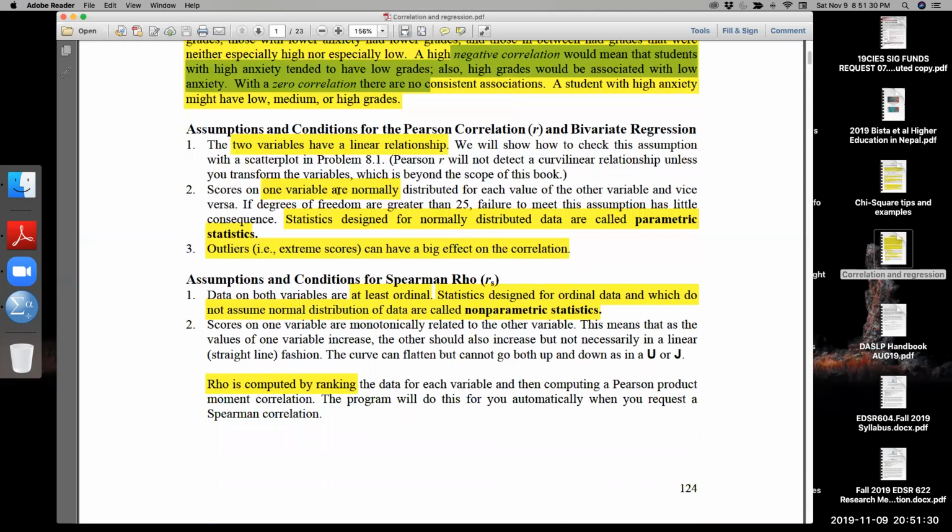There are also assumption checks for the conditions of running Pearson correlation. So make sure you check the relationship between variables, normality, and outliers. There are slight differences between Pearson r and Spearman r.